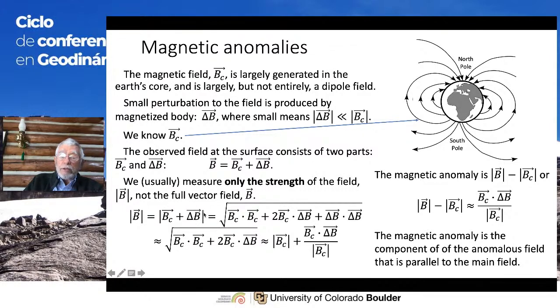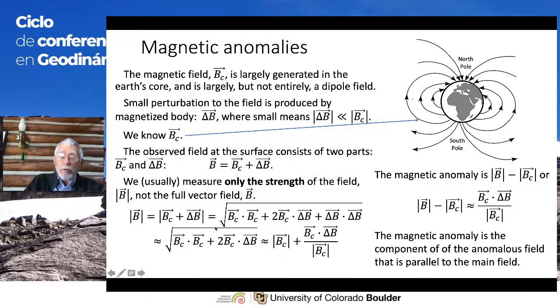If we expand this, it is the square root of the dot product of the main field with itself, plus the dot product of the anomalous field with itself, plus, it's not a cross product in vector space, the dot product of the main field with the anomalous field. This is much smaller than that. So we throw that away.